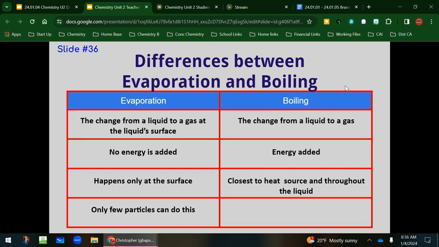Evaporation only happens at the surface. And only a few particles can evaporate. Not all. What would happen if all particles evaporated? Then we wouldn't have anything. We wouldn't have any liquid water on our planet. All right? We wouldn't have any liquid water on our planet. Boiling, any particle anywhere can do it because once you add enough heat to it, it will boil.